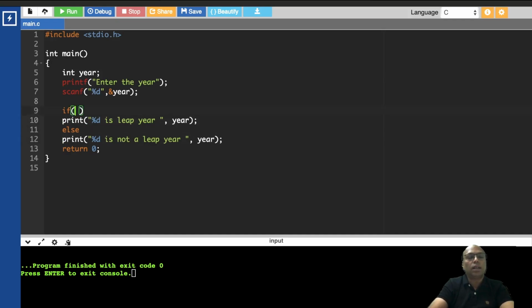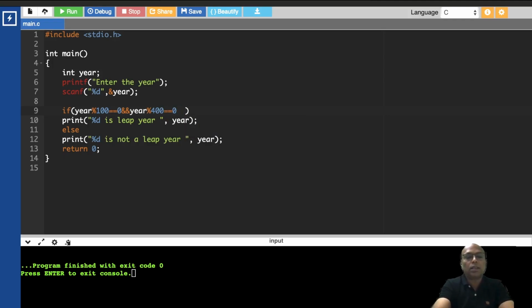Now what we said, if the year is divisible by 100, how to write it? Year modulus 100, the remainder must be 0. The expression should produce 0. If divisible by 100, it must be divisible by 400. How to write it? Must be, that means AND, here year modulus 400 must also be 0.